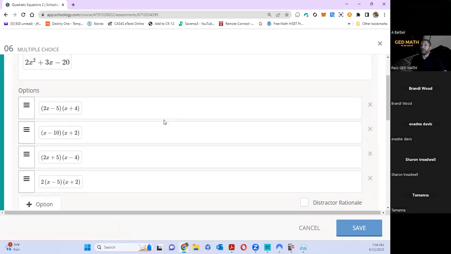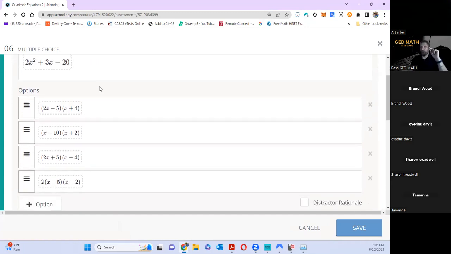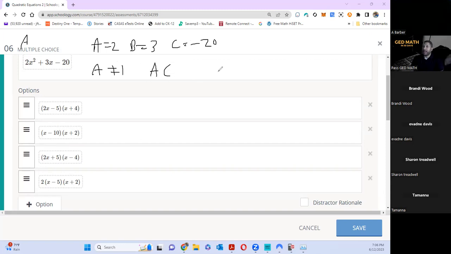So when we look at this one right here, it says factor the following equation. What they want you to do, this is a quadratic equation. A is 2, B is 3, C is minus 20. When A is not equal to 1, you factor A times C. A times C is minus 40.